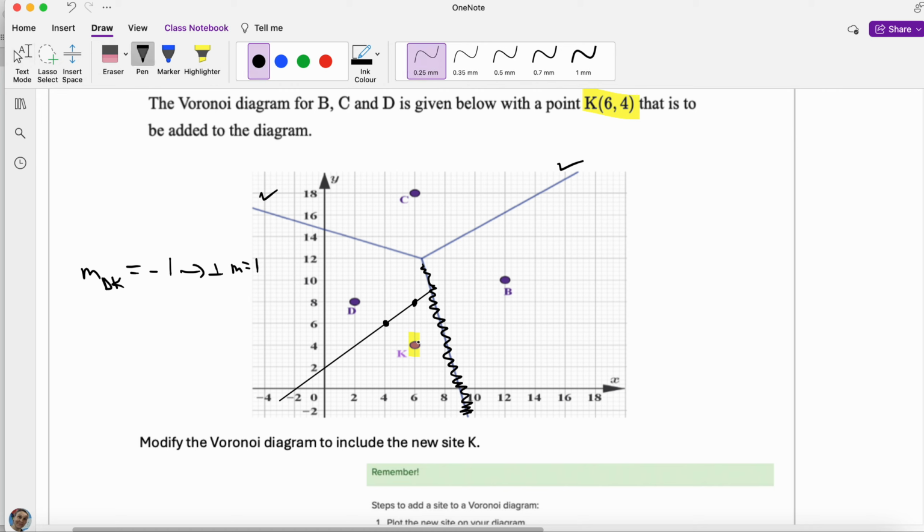Okay, so now where's the midpoint here? So this is 1, 2, 3, and this is 1, 2, 3. So we're going to go 1.5 per each. So it's going to be somewhere here, okay? That's going to be our midpoint. Remember, you always need a midpoint and the perpendicular slope. Okay, the slope of KB. So what is this?